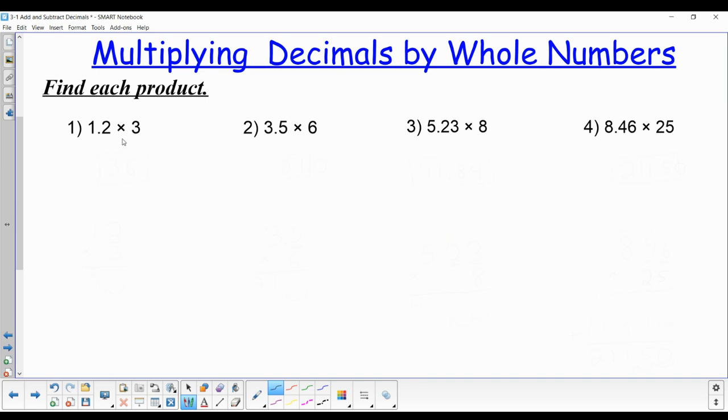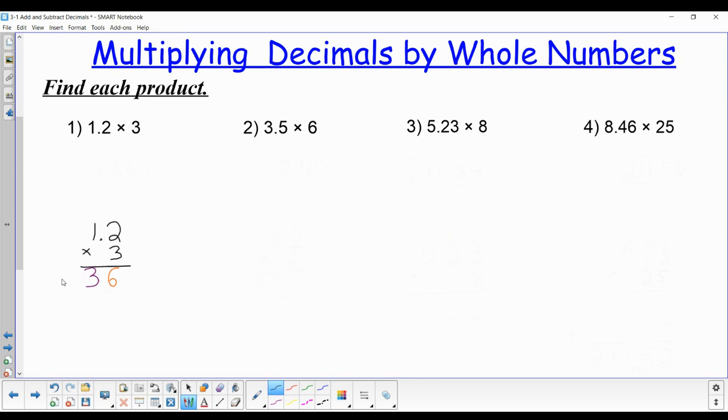Problem number one, you have 1 and 2 tenths times 3. We're going to skip a few lines and write 1 and 2 tenths times 3 and show our computation work. Computation is when you add, subtract, multiply, or divide. And we will multiply this the same way we would multiply whole numbers. We'll do this problem the same way as if it was 12 times 3. You do 3 times 2 is 6, and then 3 times 1 is 3.